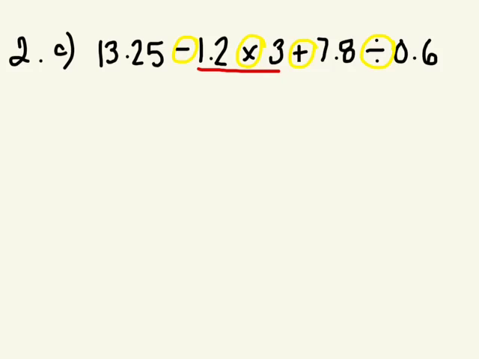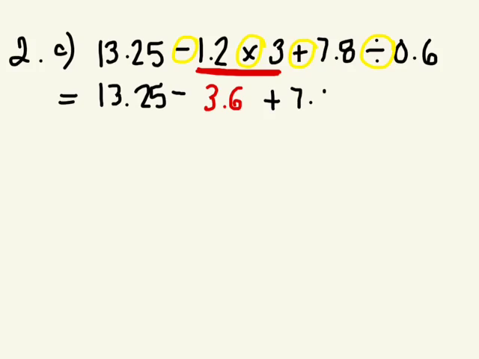So we're going to write this out step by step. The first line is our first step. So we have 13.25 take away, well, we need to solve this. We need to simplify that. What's 1.2 times 3? Good. We haven't done anything with the rest of it yet, so I'm going to continue writing it. Plus 7.8 divided by 0.6. Make sure you list all your steps.